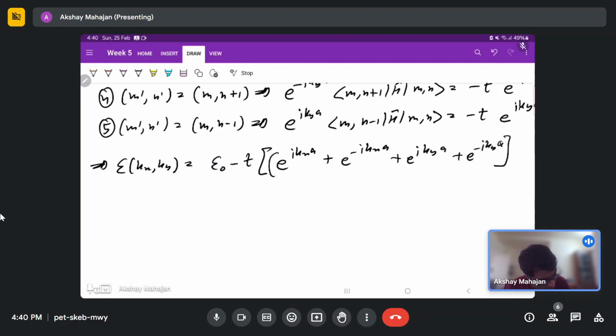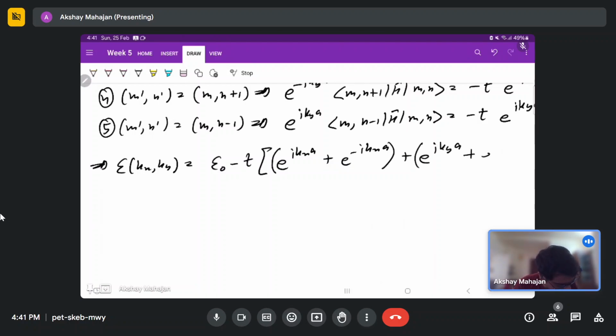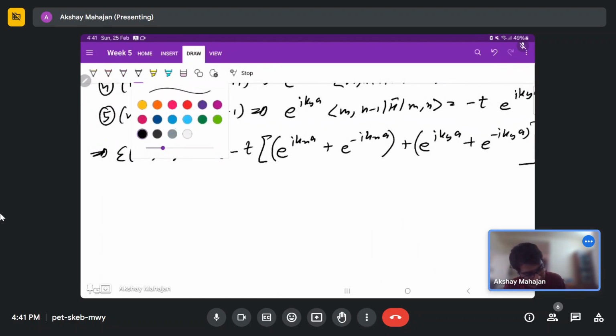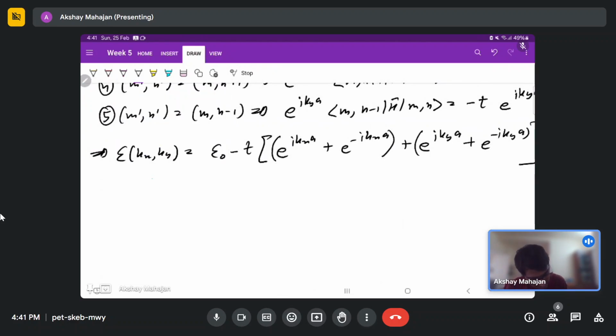Let me just put these things in brackets. So these 2 terms are in brackets, and then we will have the same similar pair for ky, e to the power iota ky of a plus e to the power minus iota ky of a. Then you just have to use a simple relation. If you remember, e to the power iota theta equals cos theta plus iota sin theta. Just put it there.